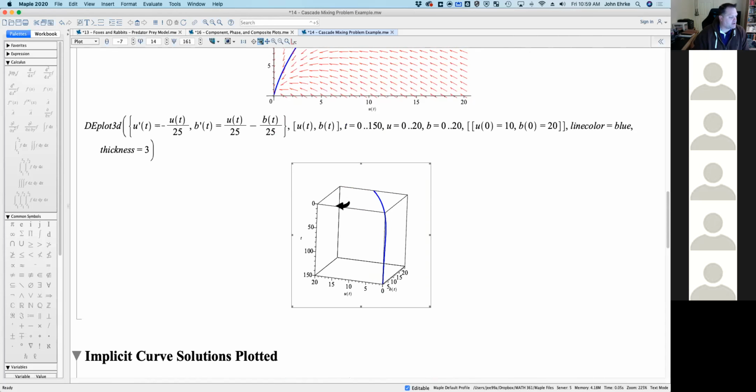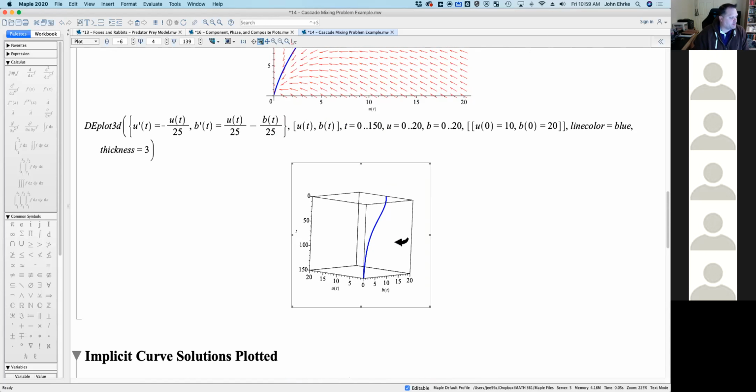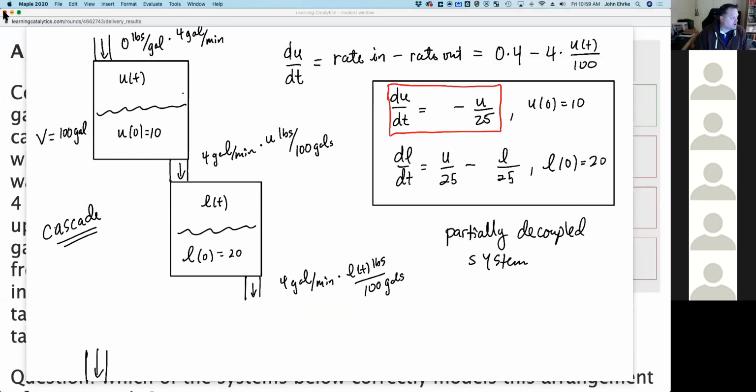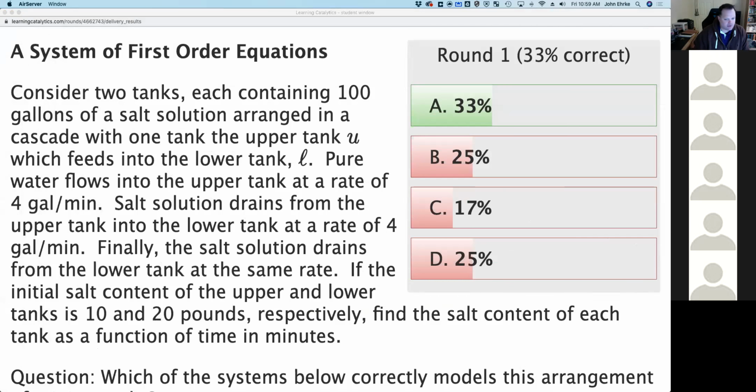And then finally, here is the composite plot. The composite plot for this isn't all that valuable. It doesn't really show you a lot. So that's an example of a mixing problem. I want to take a look at a trick that we can use to solve certain systems that turns out to be very valuable for us with this next example.